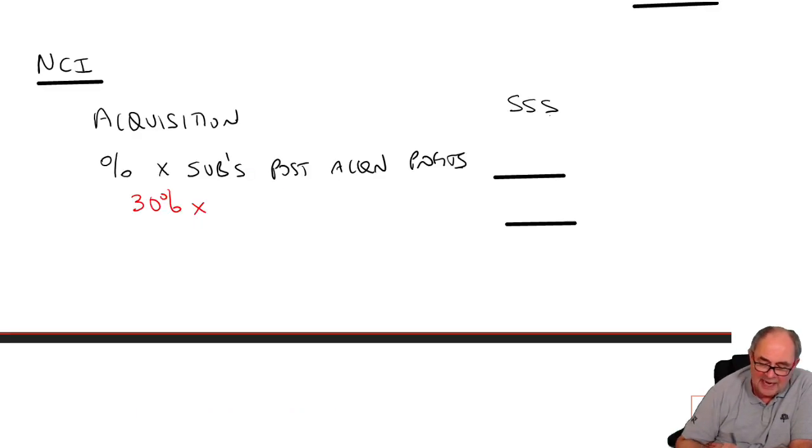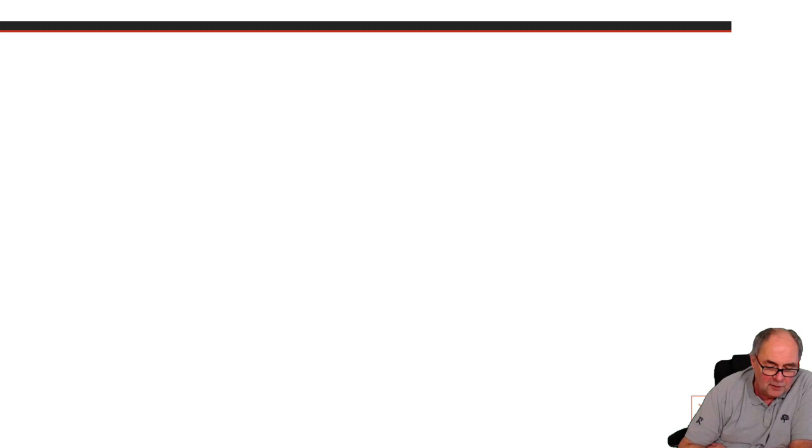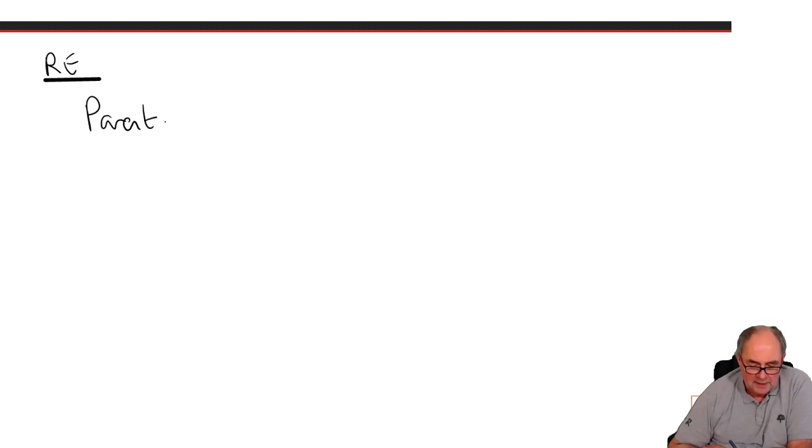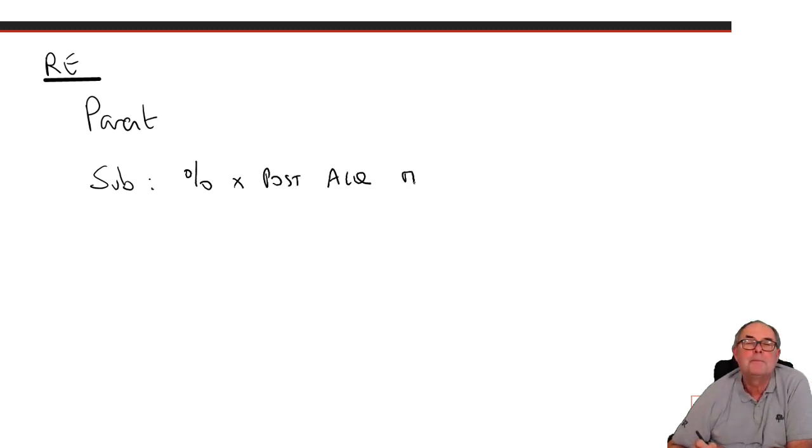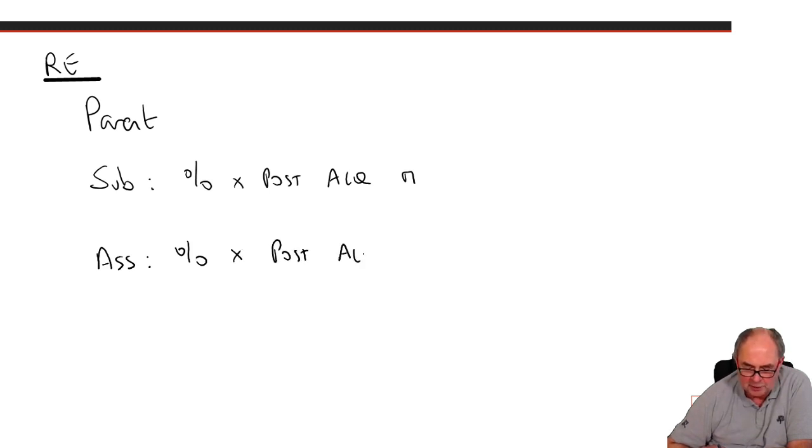So, retained earnings, pro forma first, which you'll have learnt. The retained earnings are the cumulative retained earnings of the parent. Then for the sub, my share of their post-acquisition profits. Then for the associate, my share of the post-acquisition profits.